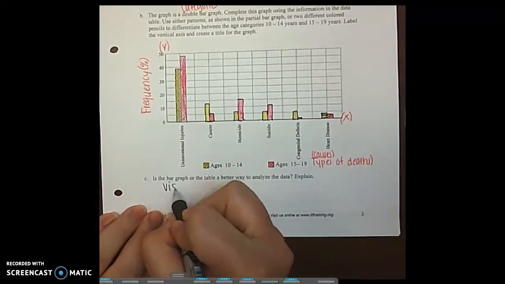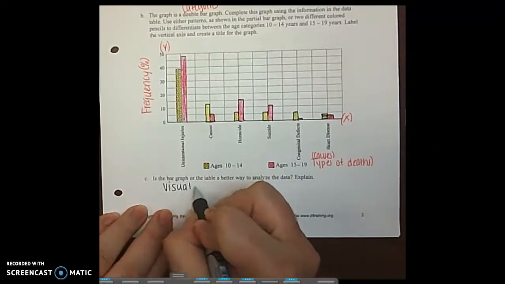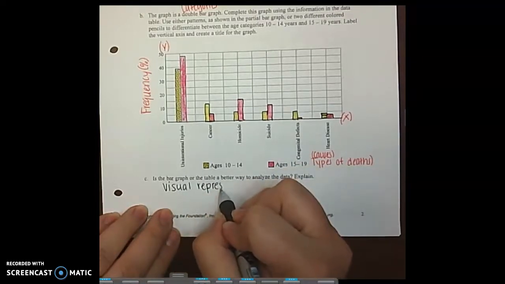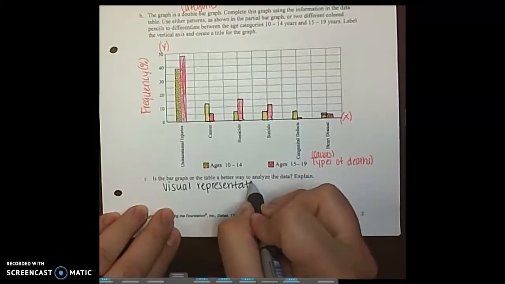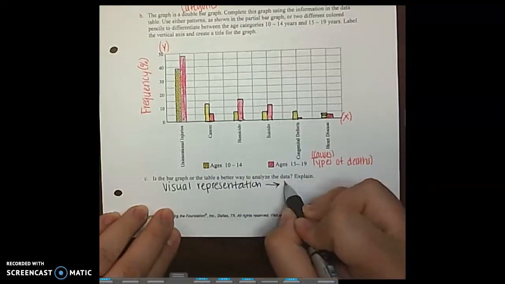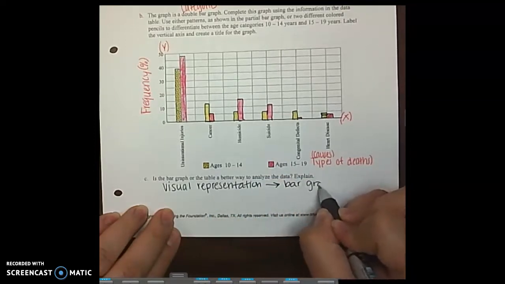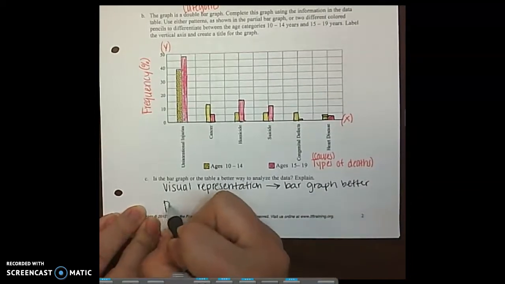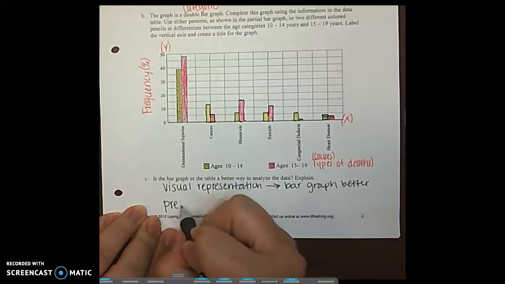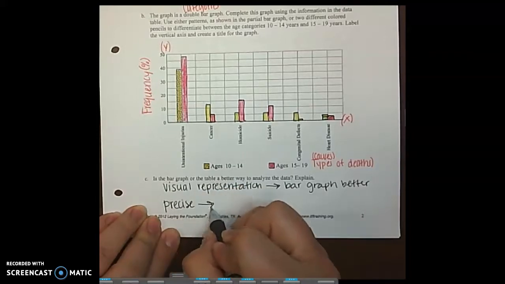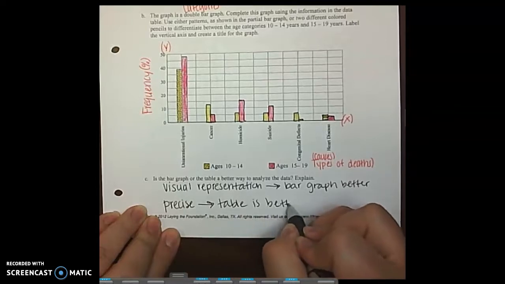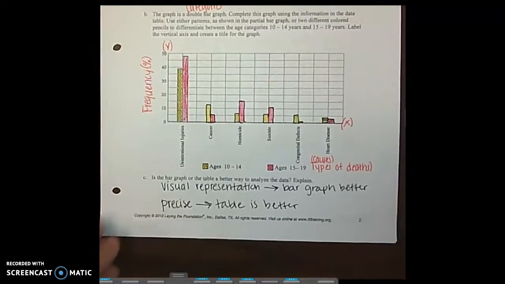If you're wanting a visual representation, then the bar graph is better. But if you're wanting it to be precise, then the table is better. So it just depends on what you're wanting it to be.